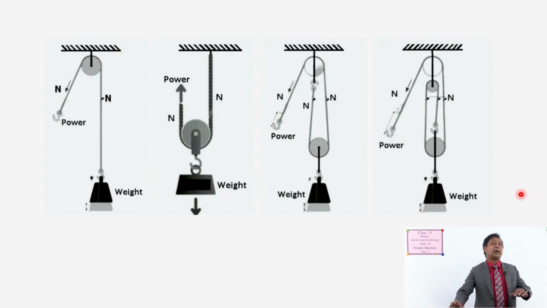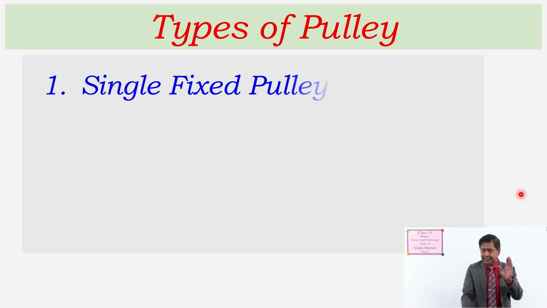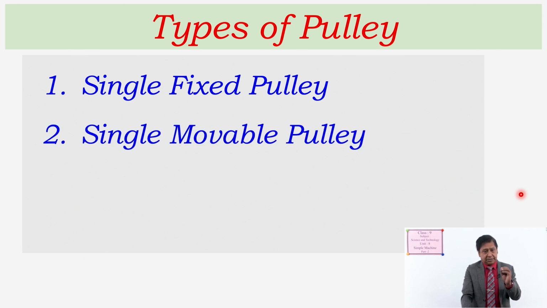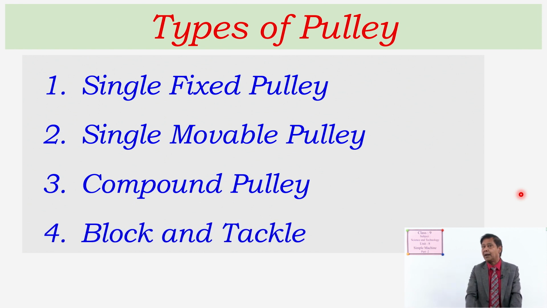Now, how can we divide pulley into different types? There is certain method. Now, I am talking about the types of pulley. Look at this. There are basically four types of pulley: single fixed pulley, single movable pulley, compound pulley. These three are given in your book, but there is another type also, which is called block and tackle. I want to show all these here in the real appearance.